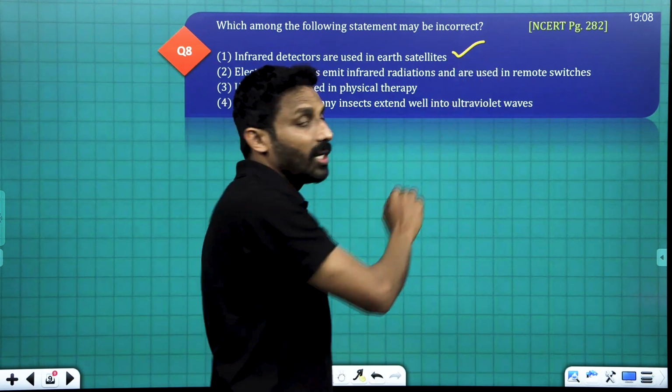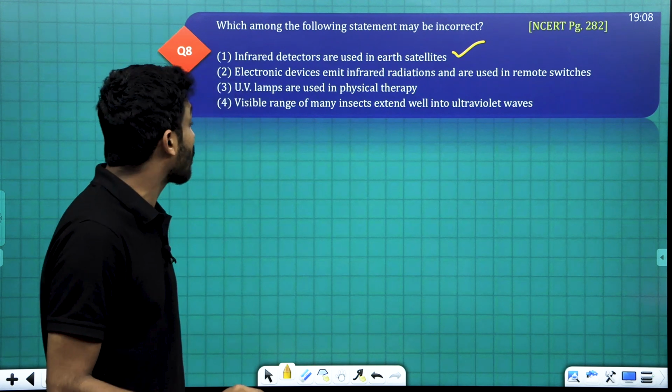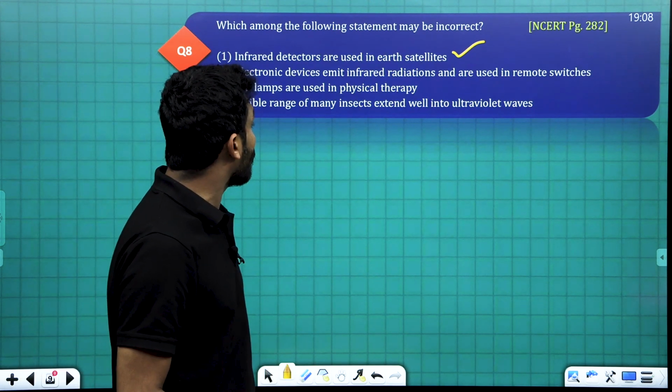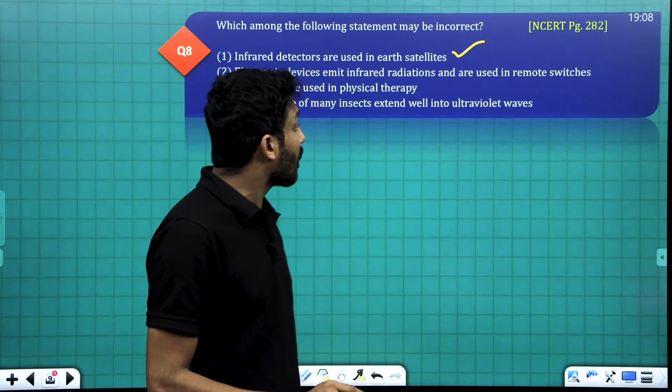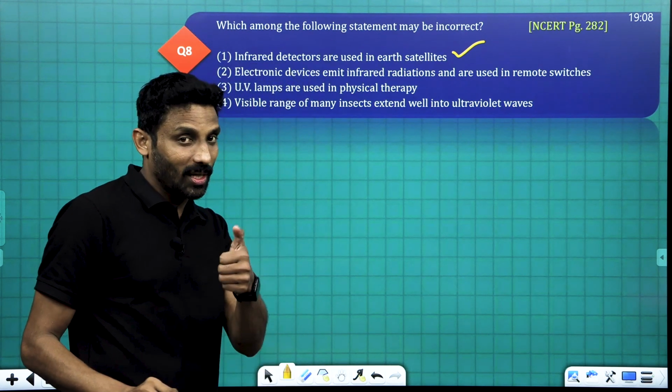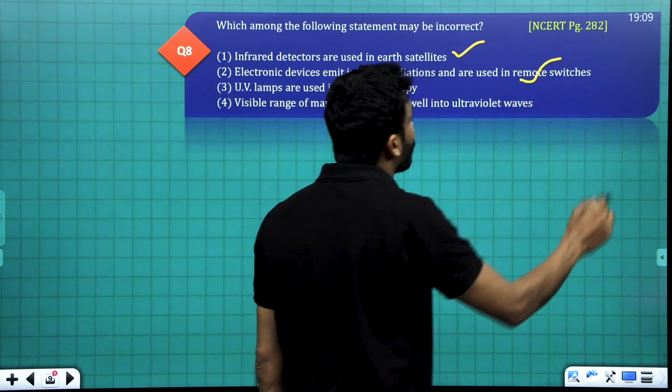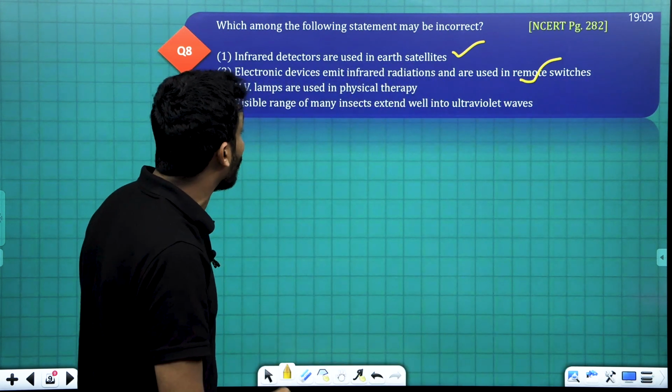This is true. In Earth satellites, infrared detectors are used. Then, electronic devices emit infrared radiations and are used in remote switches. In remote switches, electronic devices are used which are producing infrared radiations.